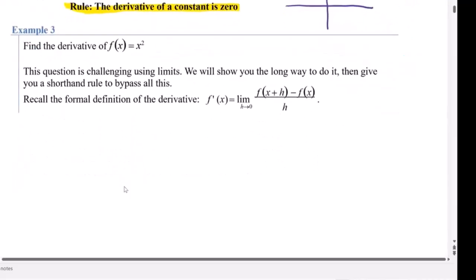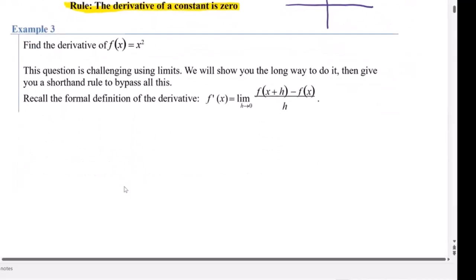Now we have find the derivative of f of x equals x squared. This question is challenging using limits. We will show you it the long way, or I will, and then give you a shorthand rule to bypass all this. So basically, I'm going to do algebra, and I'm going to show you how I get from x squared to the derivative of x squared. And then we'll talk about what the derivative is.